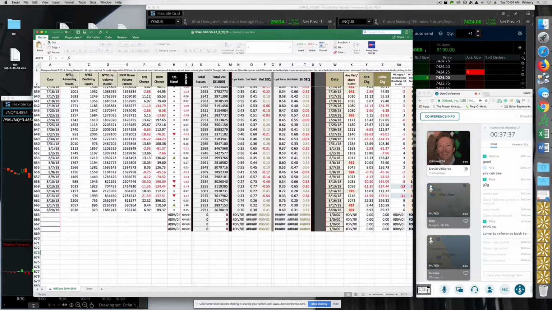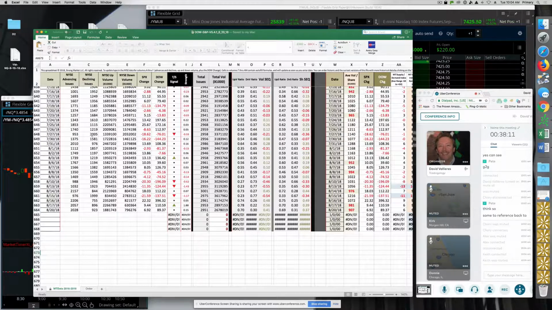So the input items are the NYSE advancing issues. Hopefully everybody knows what advancing issues are. That is the number of issues that are up on the day. So even if it's up by 1 cent, it is included in this number. If it's zero, if there's absolutely no advance for the day, then it's called unchanged and it's not in this number. So in order for an issue to be included in the advancing issues, it has to be up by at least 1 cent.